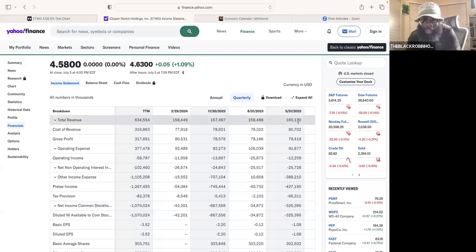So quarterly, this is how much money came in. Last year in May, 160 million. Then in August, that quarter, it went down to 158. Then the November quarter went down to 157. Then this year, 158, slightly up. So they bring in slightly more, it's not even noticeable, barely $1 million difference.